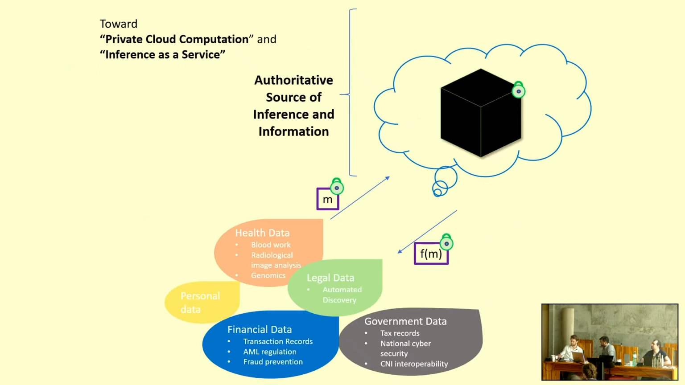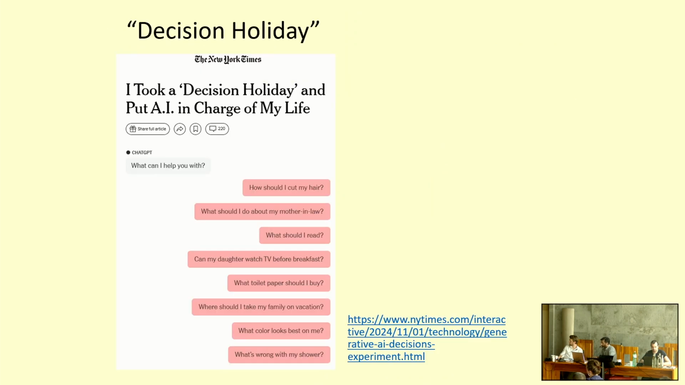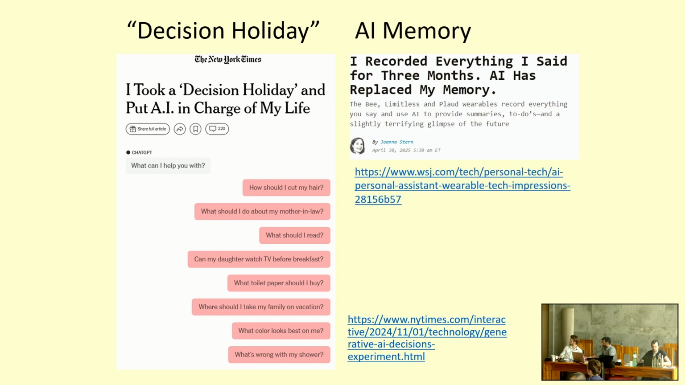In the broader technical infrastructure, in all areas of life, whether it's medicine, legal, government, finance, all areas defer to an AI machine learning system as an authoritative source of inference and information. There are some people who are already exploring this in their personal lives. So this New York Times columnist has gone on decision holiday, just putting every question to AI and letting it answer everything for them. Another person has given up their entire memory to AI.